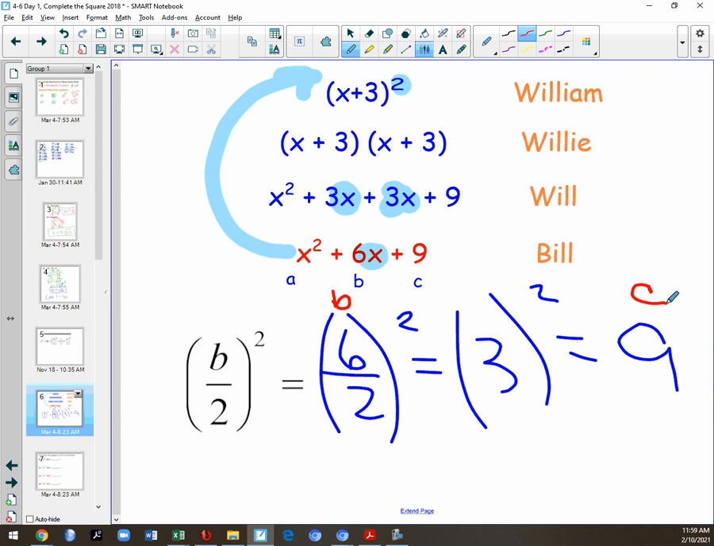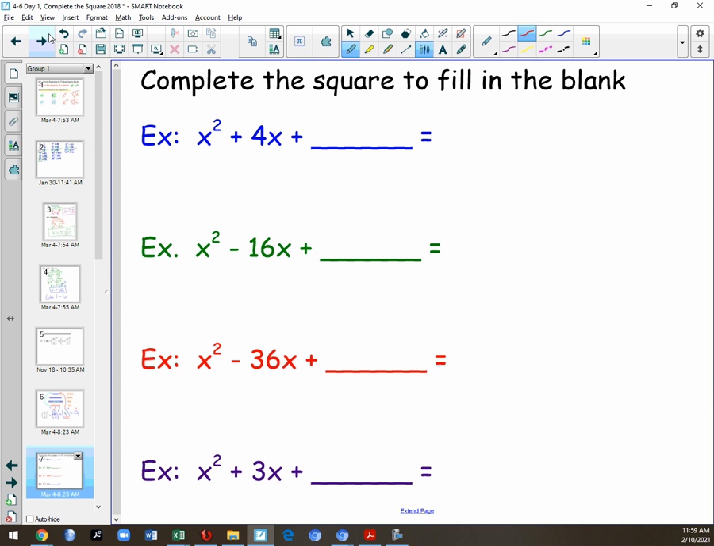This is your C term. This right here is where the perfect square comes into play. So how do we go about doing that? Well, let's start with some of these. x squared plus 4x plus what? We're going to take our B value and divide it by 2. So that's 4 over 2, which is 2. Squared is going to be 4.